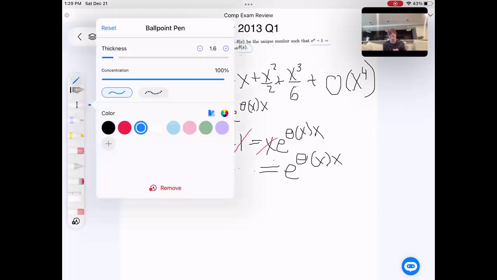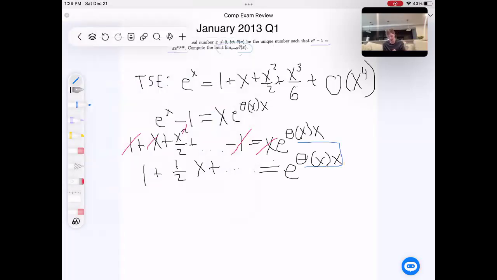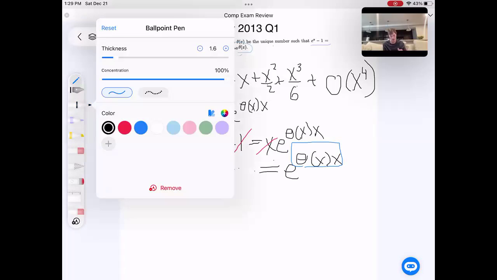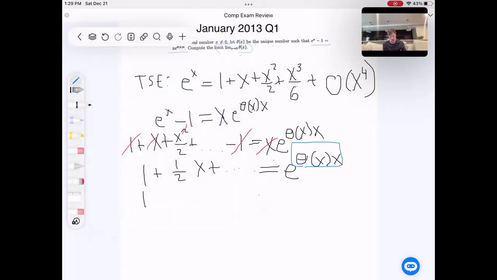If we treat theta x times x as one variable, which we totally can, we can Taylor expand that, and we'll get something that looks like the following. So I'm just going to write the same thing here down on the side. 1 plus 1/2 x plus dot, dot, dot. That's going to be equal to, and then we get the same thing, right?